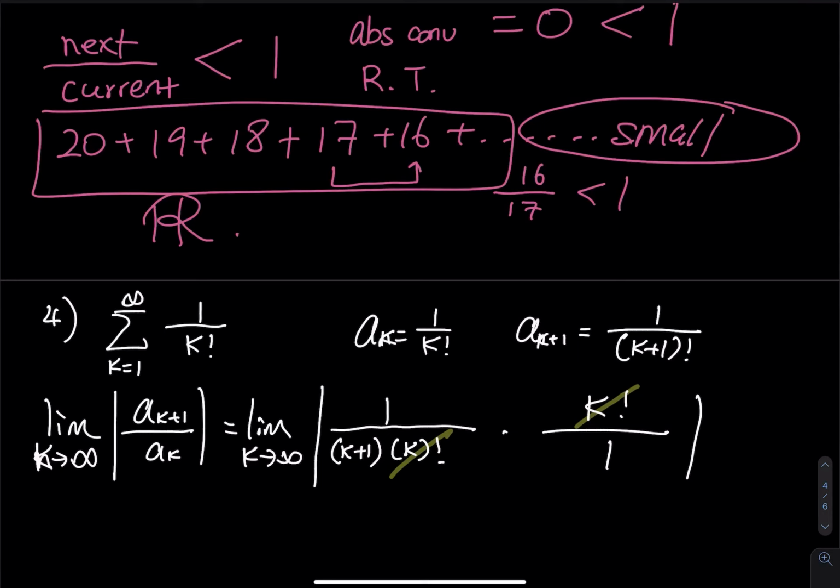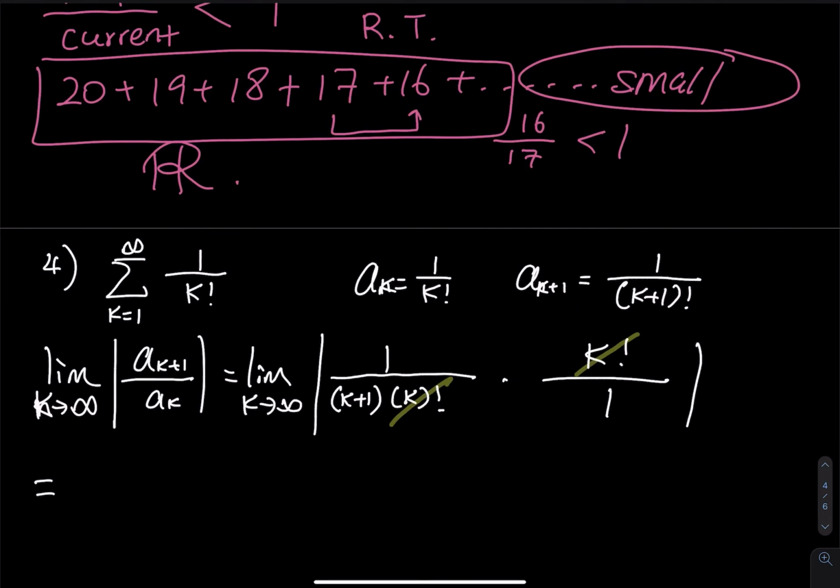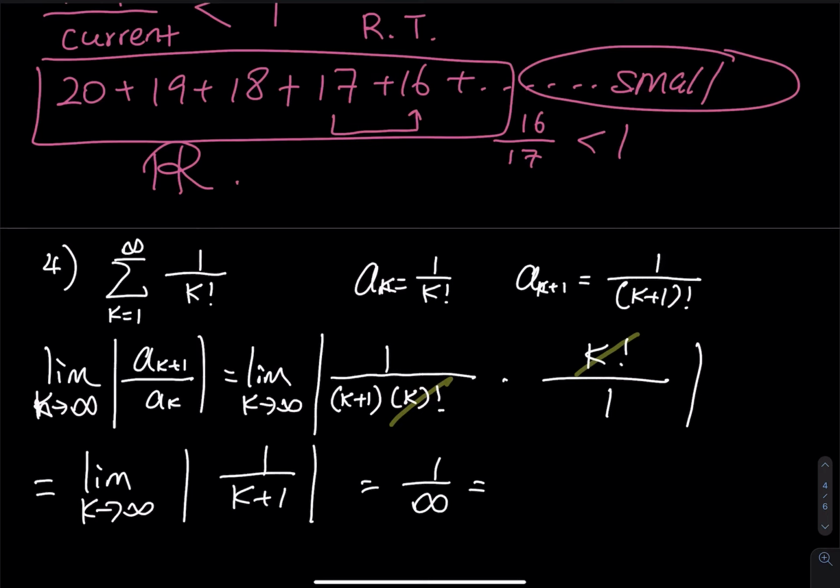Okay, so back to this problem. So we only have the limit as k approaches infinity of the absolute value of 1 divided by k plus 1. So once k goes to infinity, you have 1 divided by infinity, which is 0. 0 is less than 1.